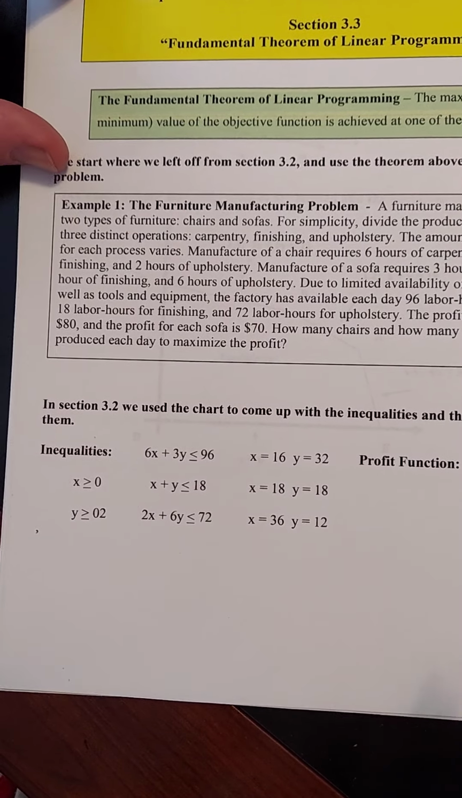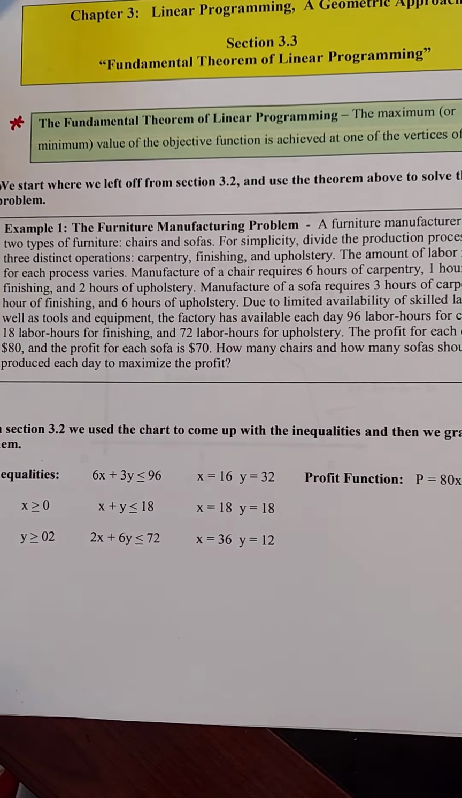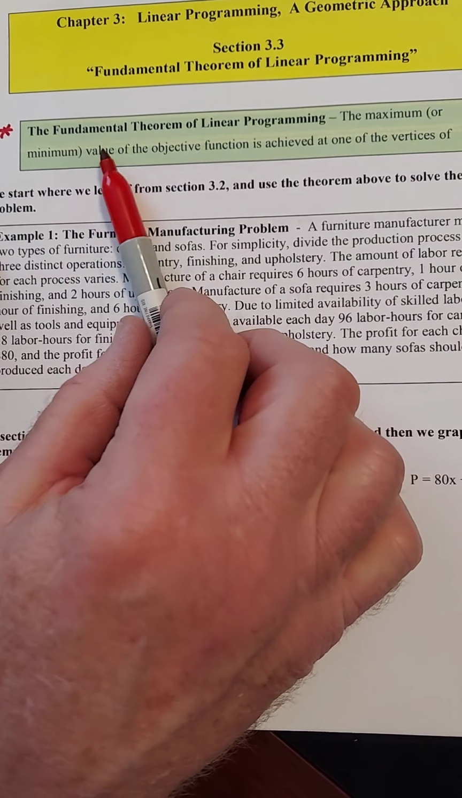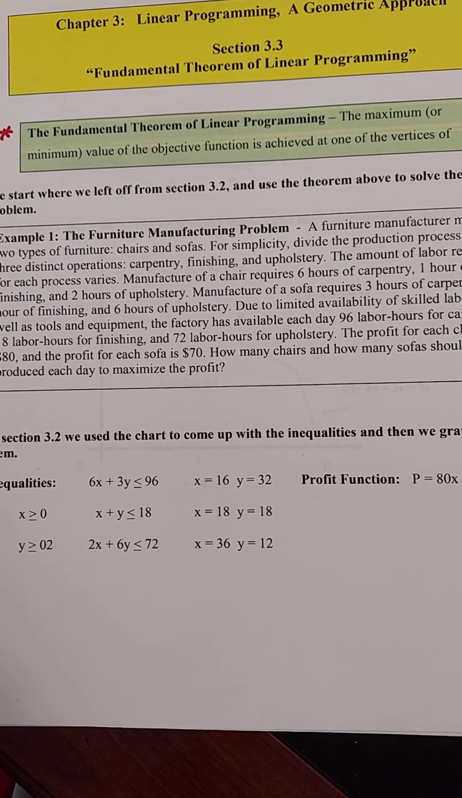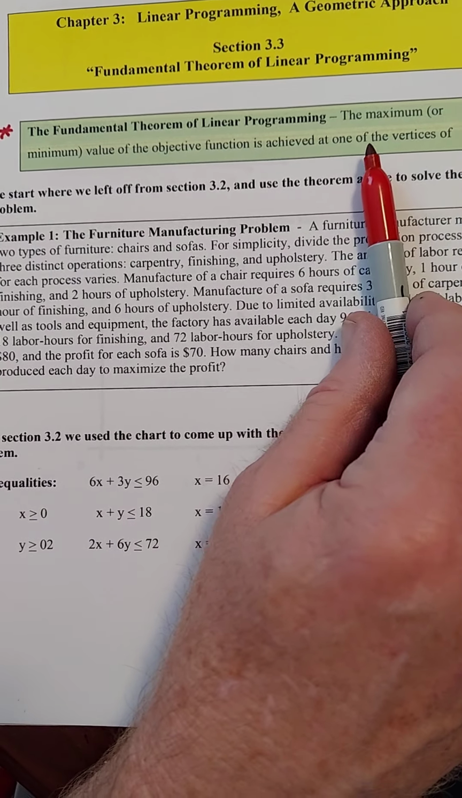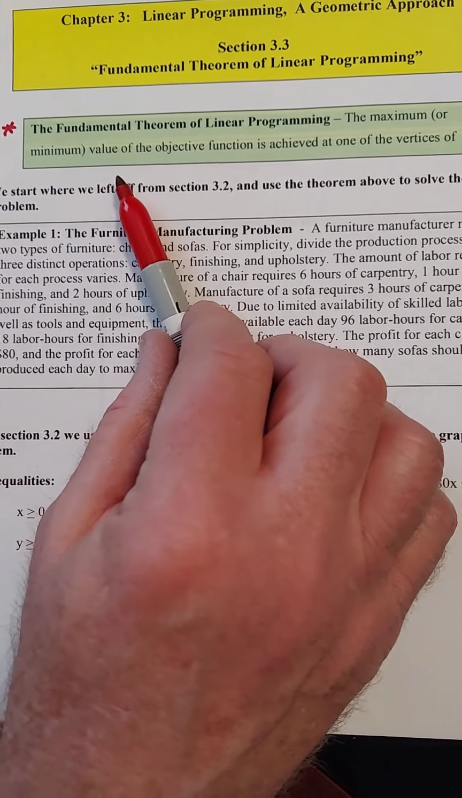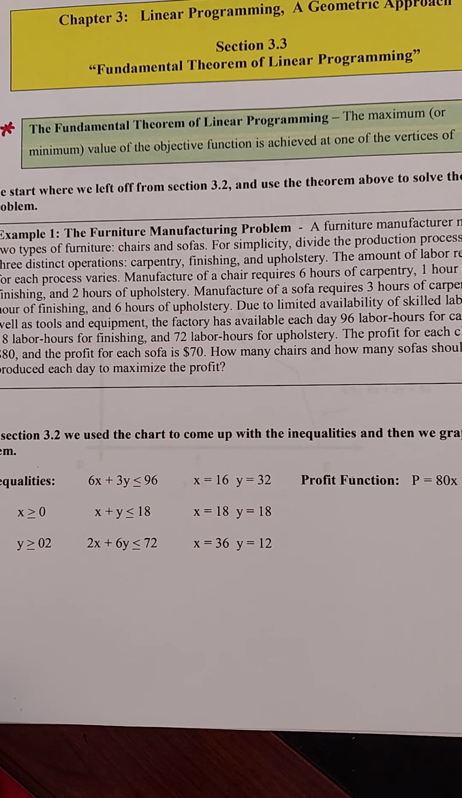And before we do, I'm going to point out one thing, and this is the important thing of the lesson. It's called the fundamental theorem of linear programming. And this whole thing collectively is called linear programming. Basically it says the maximum, or it could be the minimum, value of the objective function is achieved at one of the vertices of the feasibility set. So when we graph it, it's going to be at one of those points.